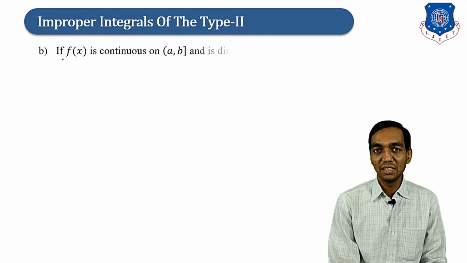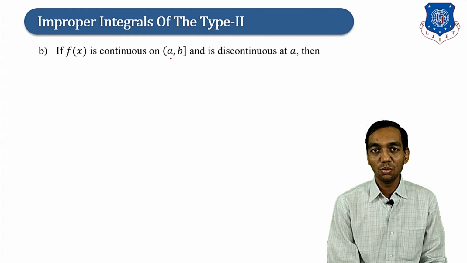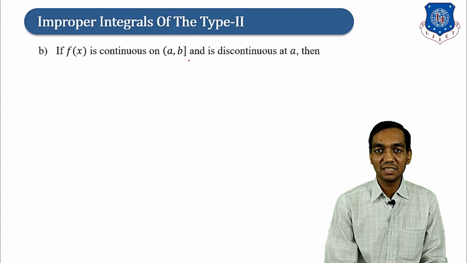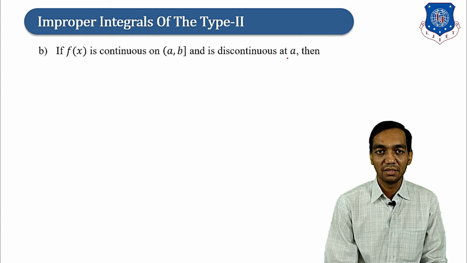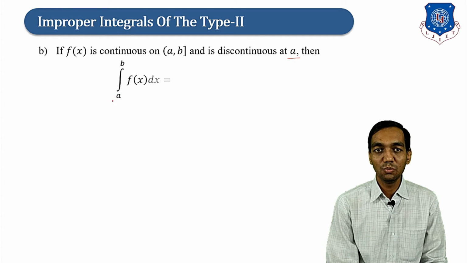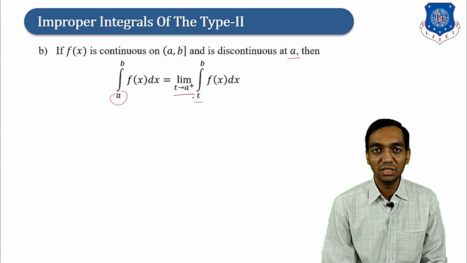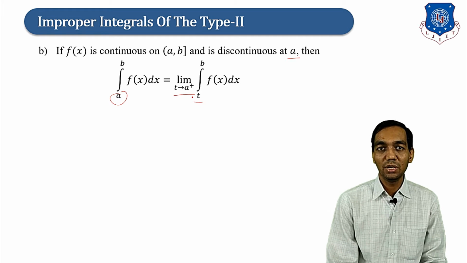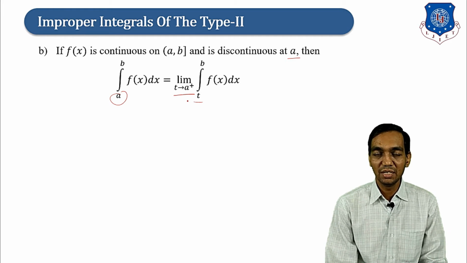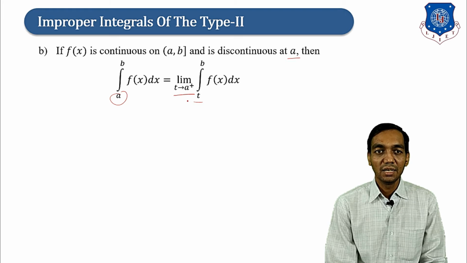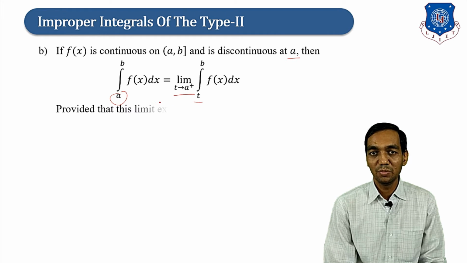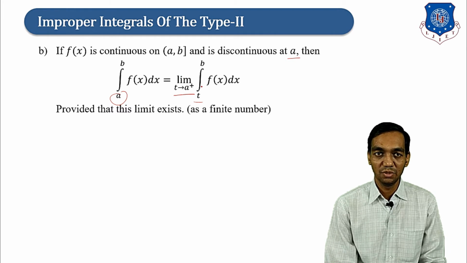suppose f(x) is continuous on the interval (a, b] and it is discontinuous at the point a. Then the integration from a to b of f(x) dx will be written in the form of limit t tends to a plus, and a will be replaced by t. That means wherever your function is not defined, at that point you have to change it by a variable. Okay, and provided that this limit must exist and is a finite number.